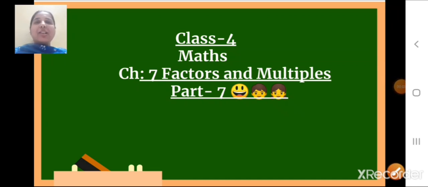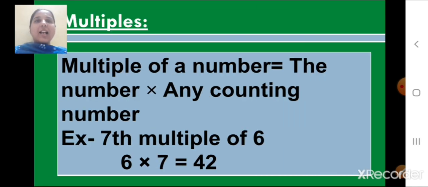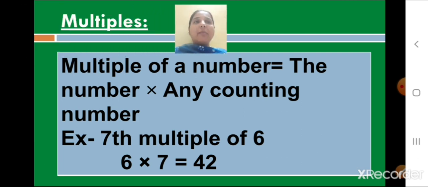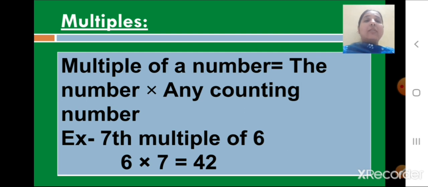Welcome back. So let's continue chapter number 7, factors and multiples. So children, last class we discussed multiples. So how do we find the multiple of a given number? Yes, we find the multiple of a number by multiplying the number by any counting number.